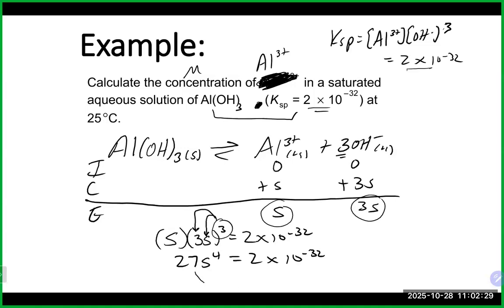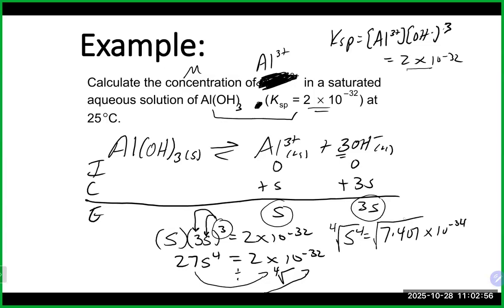Here we're going to divide by the 27, then come back and take the 4th root of that. 2 times 10 to the minus 32 divided by 27 basically gives us S to the 4th equal to 7.407 times 10 to the minus 34. Again, we're going to take the 4th root of each side, and that is going to get us here.